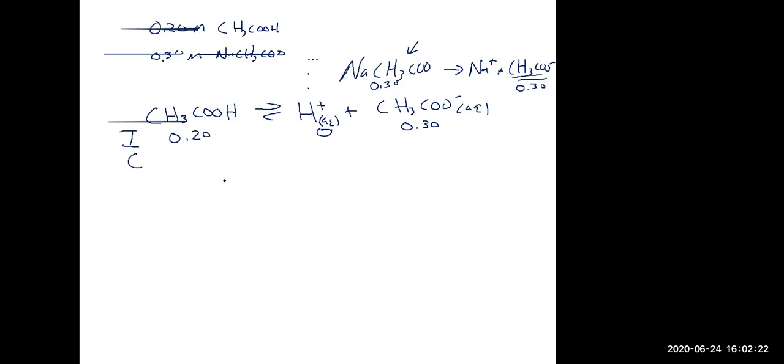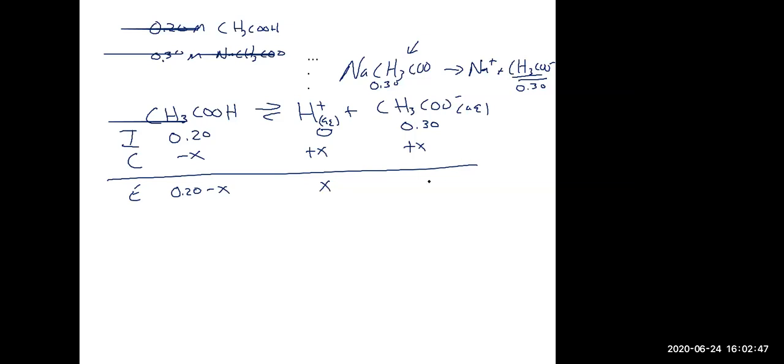Rest of the table will be very similar. We're going to do minus x. We're going to do plus x. We're going to do plus x. We're going to get to the equilibrium, which is going to be 0.2 minus x. This is going to be x. This is going to be 0.3. The key here as well is it's plus x, which sometimes people will mess up on as well.